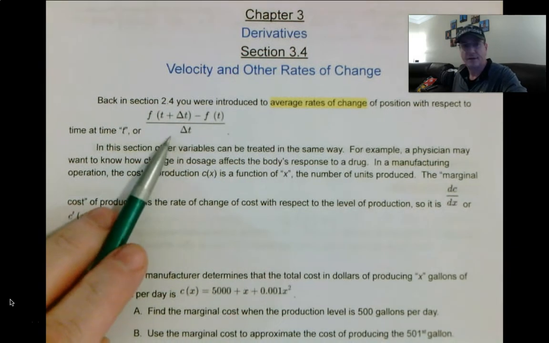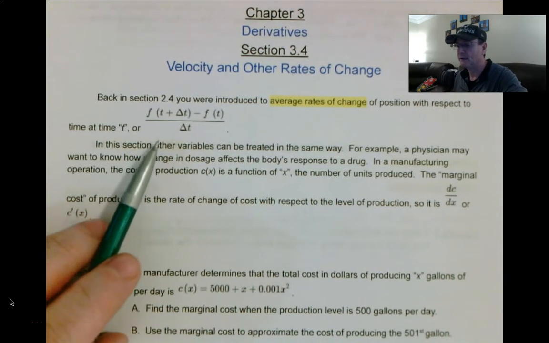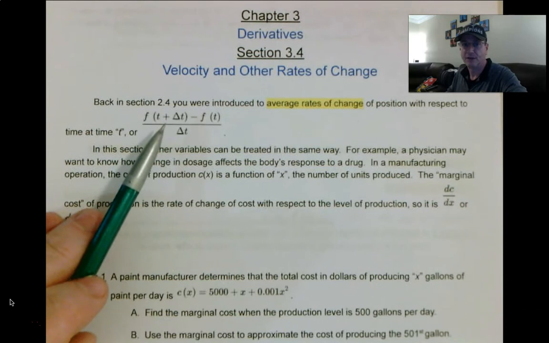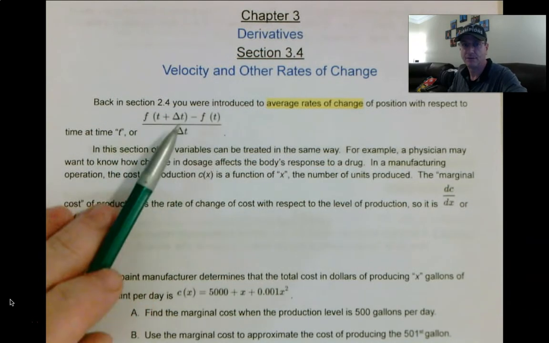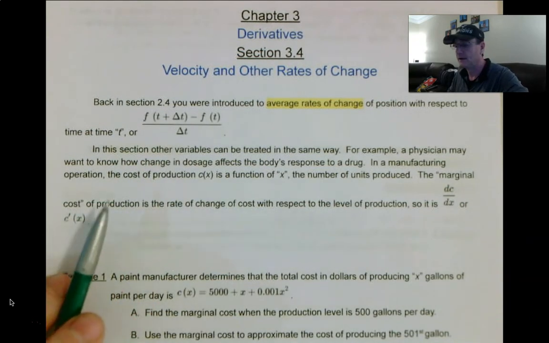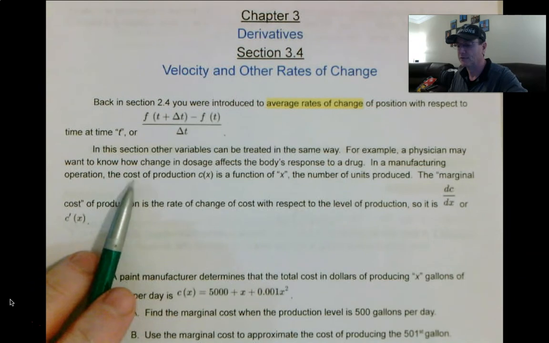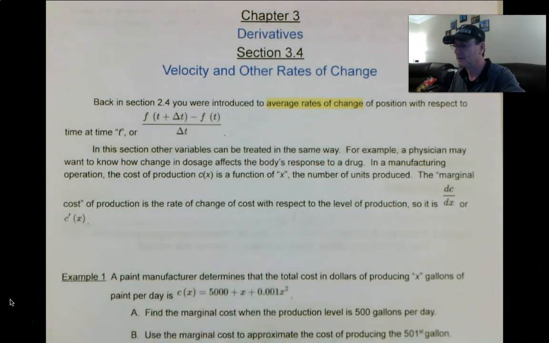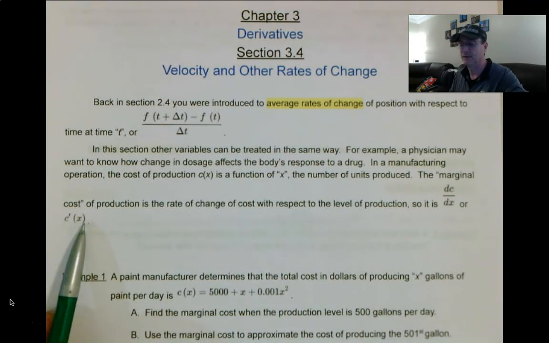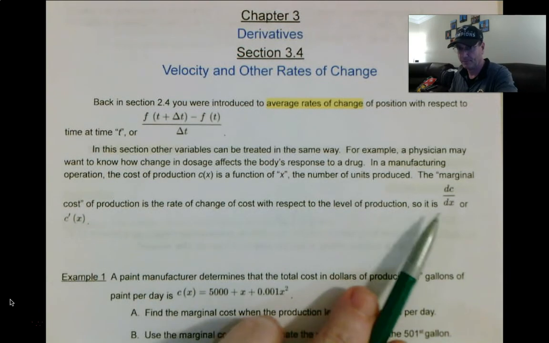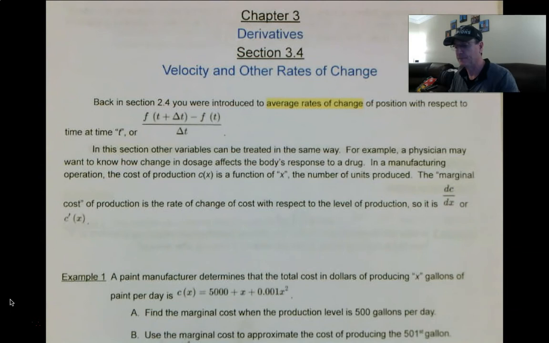Here's a reminder of what the definition of the derivative looks like. We learned back in Section 2.4 that this was the average rate of change, but this is also the definition of the derivative. They're related. In this section we're going to be doing manufacturing operations. Marginal cost of production is defined as the rate of change, or the derivative, of the cost function.